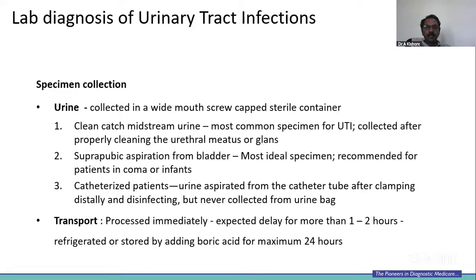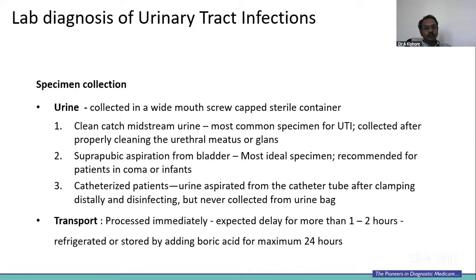Apart from the clean catch midstream urine, you can also collect suprapubic aspiration from the bladder. Actually, this is the most ideal specimen recommended for patients who cannot give the midstream urine by themselves, like patients in coma or infants.